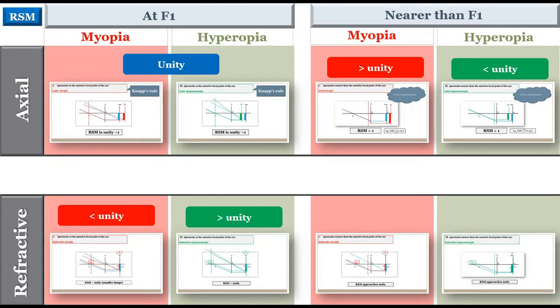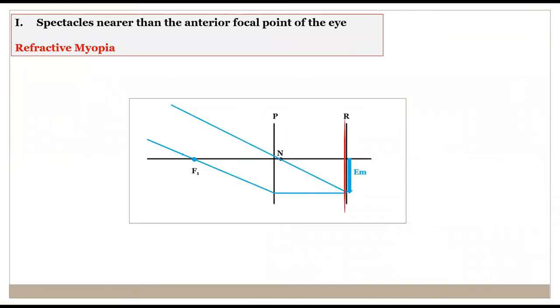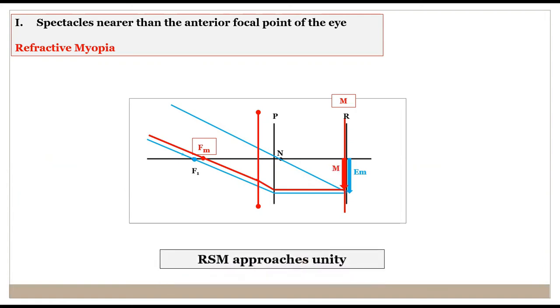And now, how about refractive ametropia when the correcting lens is nearer than the anterior focal point? So in refractive myopia, the correcting lens is nearer than the anterior focal point, and by ray tracing, this ray passes through the anterior focal point of the myopic eye undeviated, and when it hits the minus lens, it diverges and then passes parallel to the principal axis. And you can see here the corrected myopic image is almost the same as the isometropic retinal image. That's why the RSM here approaches unity.